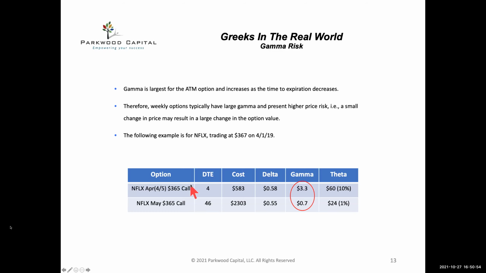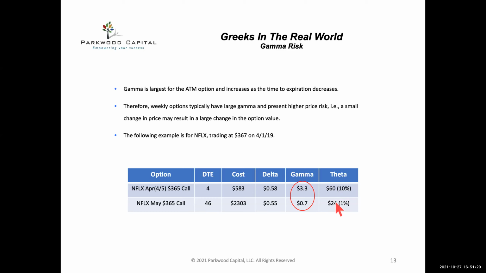This is an example, and it goes back a few years, but it's an example of the 365 weekly option compared to the monthly option, 4 days versus 46. Delta was close, not much difference there, but look at the difference in gamma. Gamma was 3 times as large for the weekly option. And also look at theta. Theta was $60 versus 24.